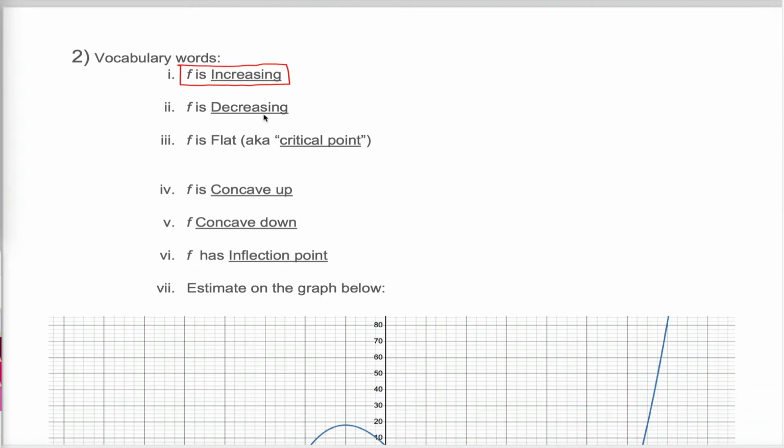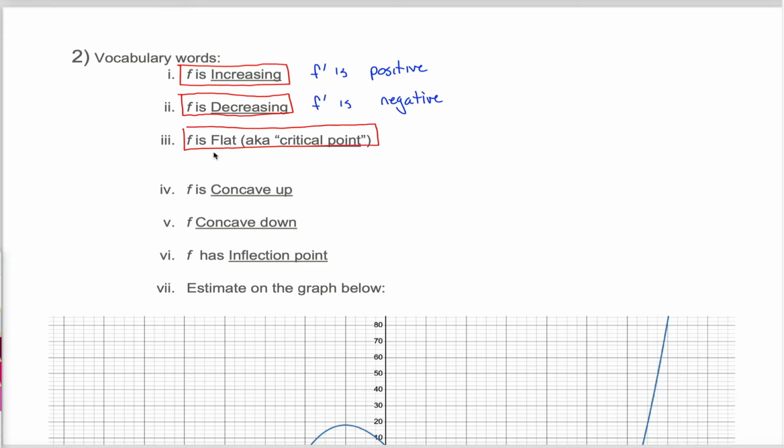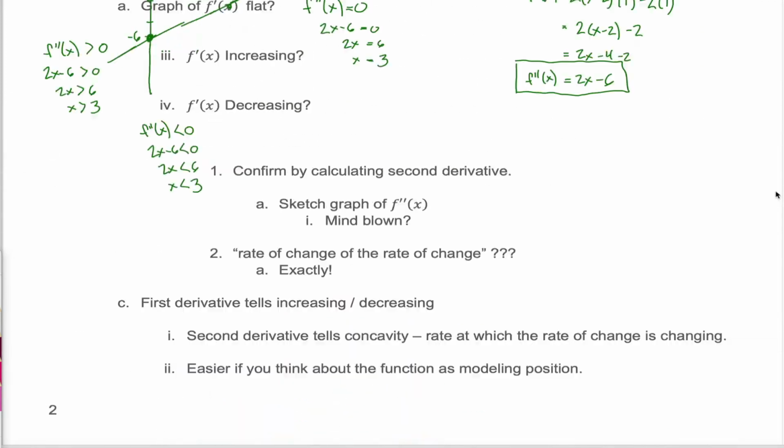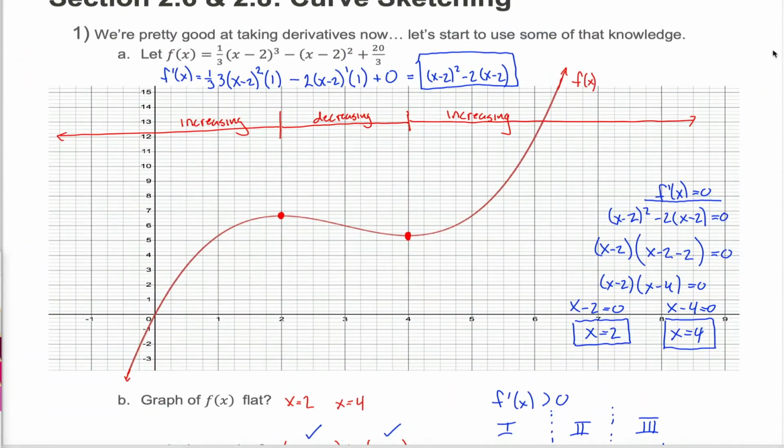A key idea that I wanted you to get from the last videos is that the function is increasing if and only if the derivative of that function is positive. Similarly, a function is decreasing if and only if its derivative is negative. And a function is flat at a point that we'll later refer to as a critical point whenever the derivative equals 0.